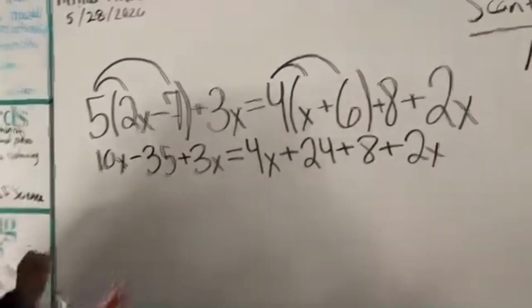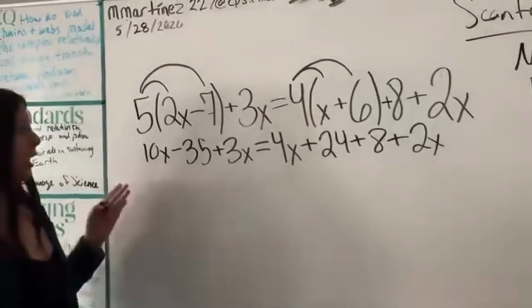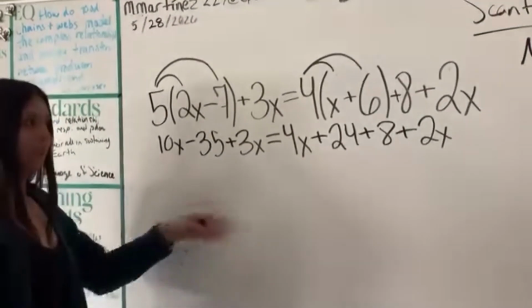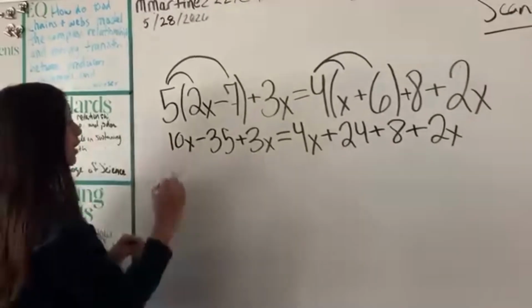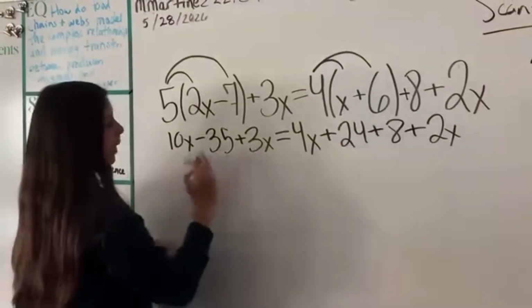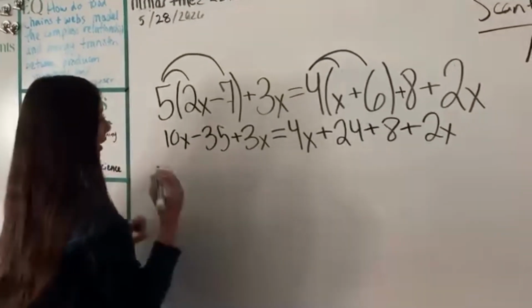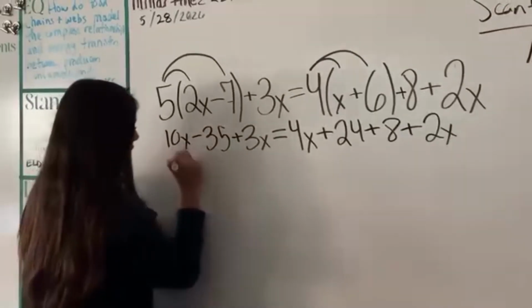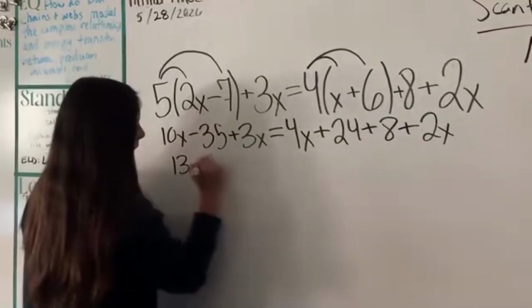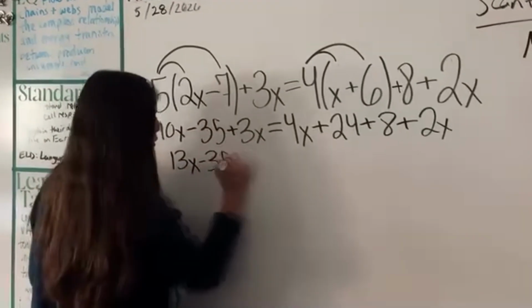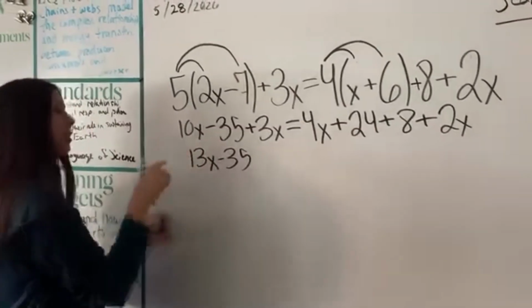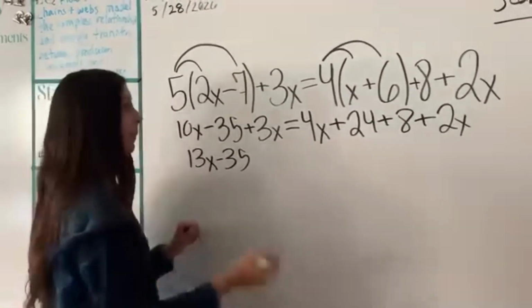So the next thing we're going to do is look for the like terms to group them together in each part of the equation. So right here, since 10x and the 3x both have an x, we're going to group them together, and that's going to turn into 13x minus 35. We just drag down the 35 since it doesn't have a variable next to it.